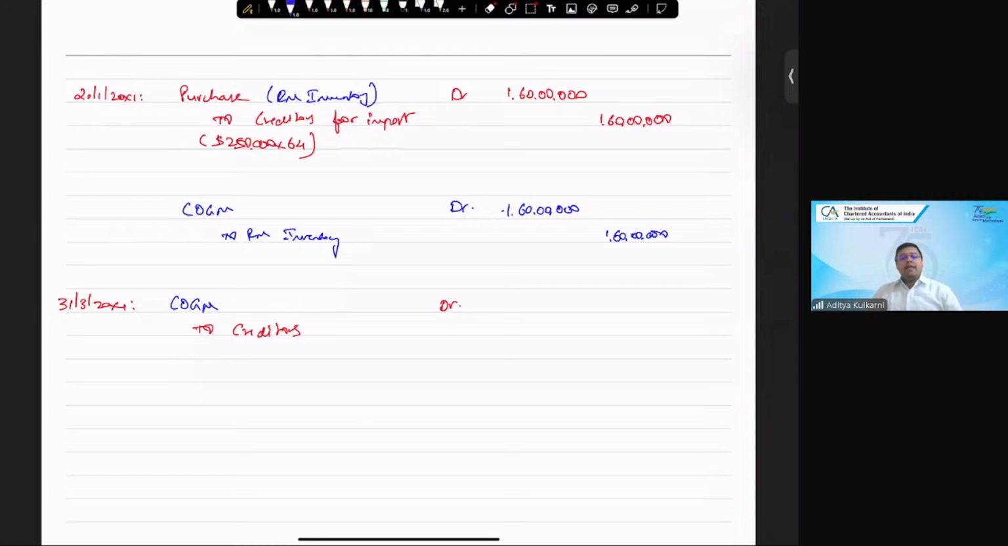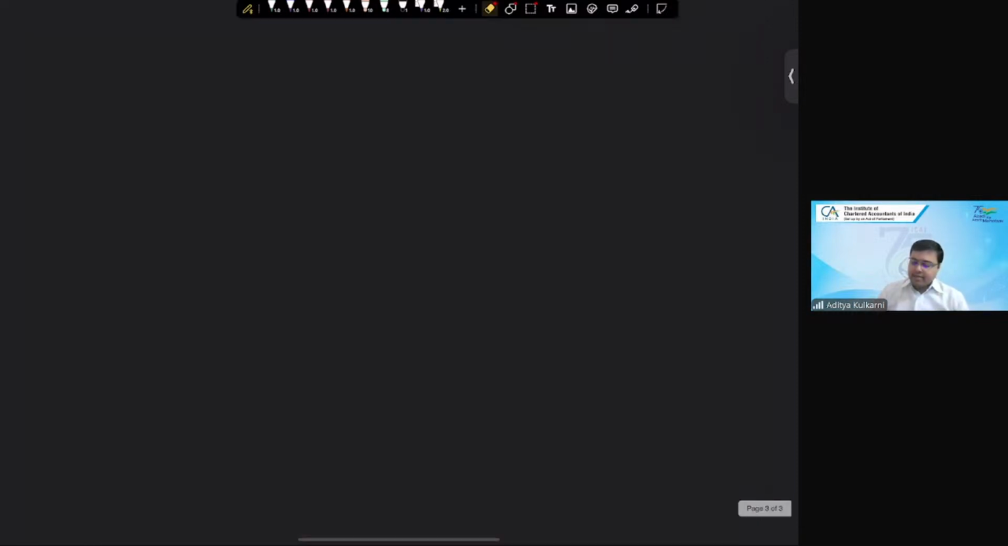This company is extra intelligent. So what did they do? Settlement is happening at 66. So 250,000 into 66 minus 64, 2 rupees into 250,000, they have put it into cost of goods manufactured. And what is the justification that they have given?